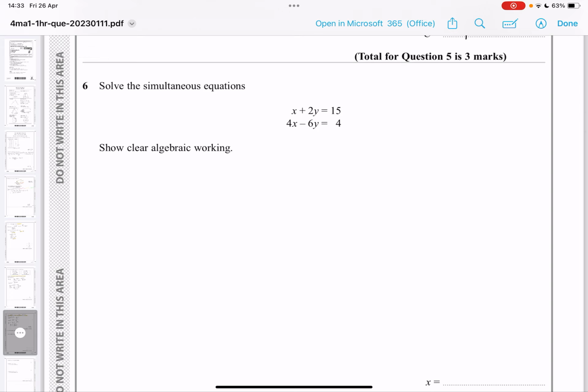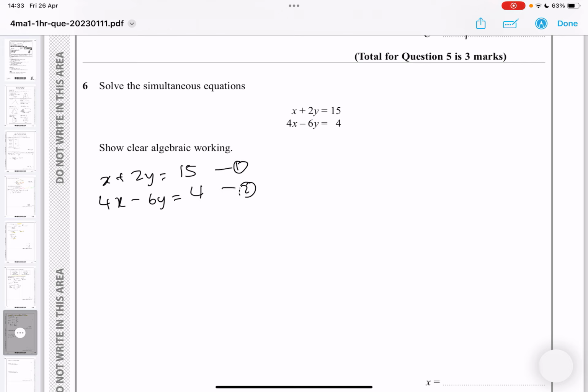Solve the simultaneous equations. x plus 2y equals 15, 4x minus 6y equals 4. Okay, so let's write the equations out. x plus 2y equals 15, 4x minus 6y equals 4. I'm going to label these equation 1 and equation 2. Our aim here is to get rid of one of the variables. So what I'm going to do is multiply the top equation by 3. So we get 3x plus 6y equals 45.